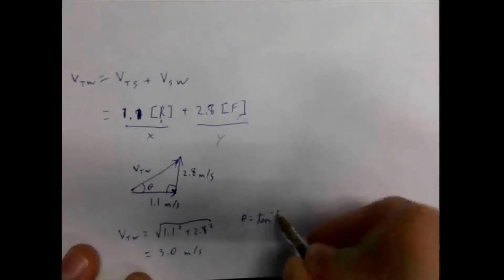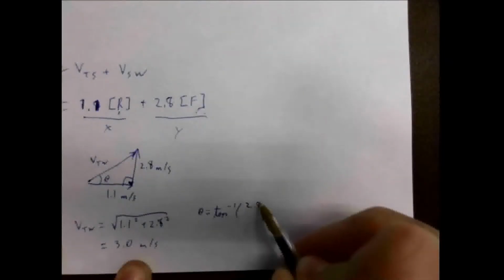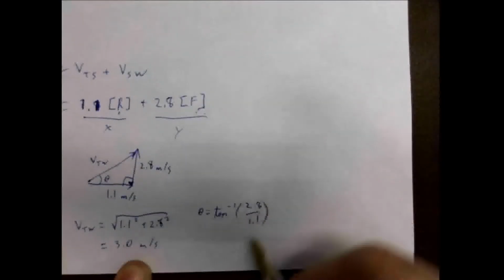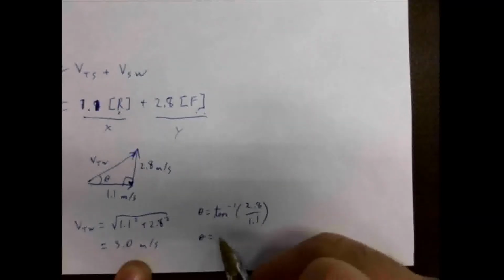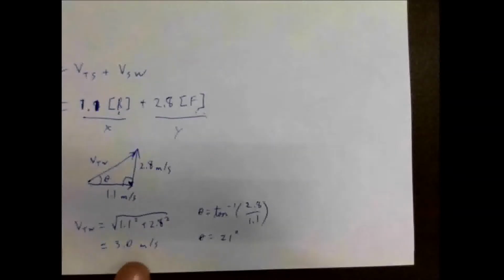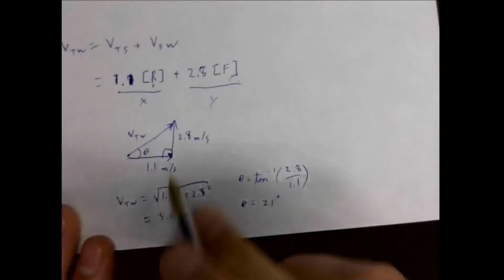And that angle here, if I look at this triangle, this would be opposite over adjacent. So this could be an inverse tangent of 2.8 over 1.1. And when I solve for that and I round to the nearest degree, I'll get 21 degrees. So, looking at this, I'll have to report my final answer.